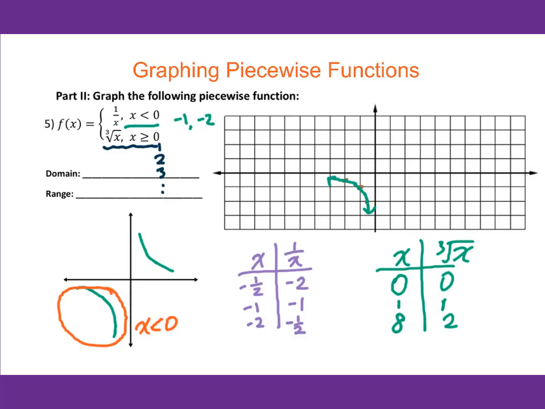Check the boundary point. It's a closed circle. So we will plot these 3 points. 0, 0 is here, a closed circle. Then 1, 1. 8, 2. It's here. Now we have to connect these 3 points.